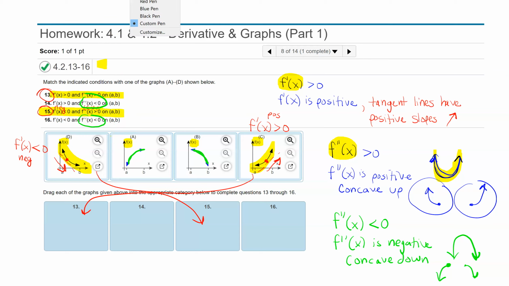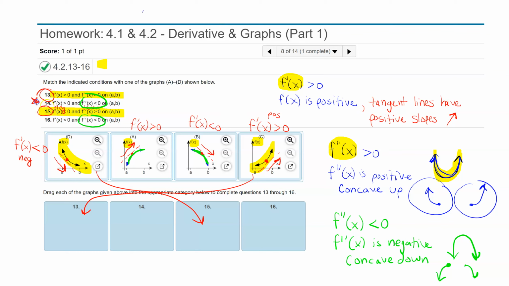The way I'll figure out how to match it is with those tangent lines. So in A, if I drew a tangent line at that point, see how the tangent line would be pointing up? That means my first derivative would be greater than 0. The slope of the tangent line is positive. And in B, if I pick a point along that curve, my tangent line would be pointing down. So my first derivative would be less than 0. It would be negative there.